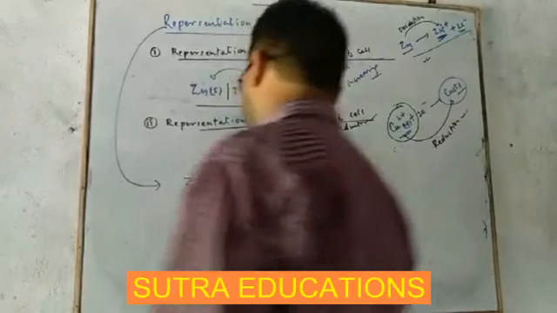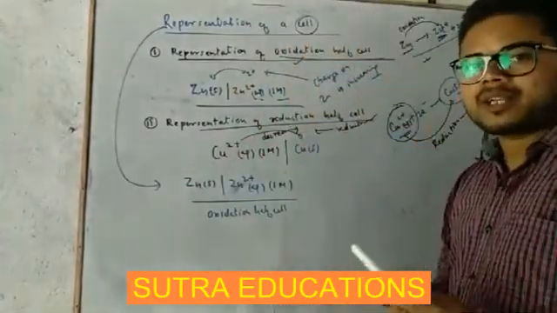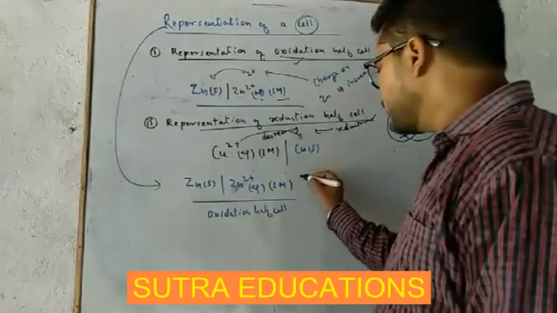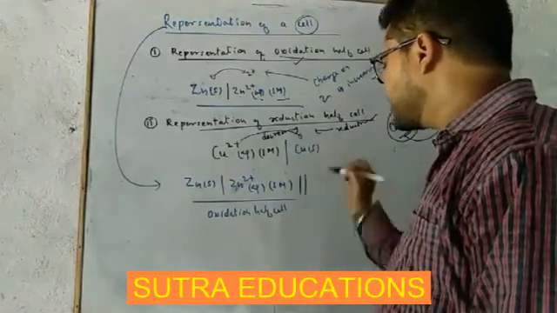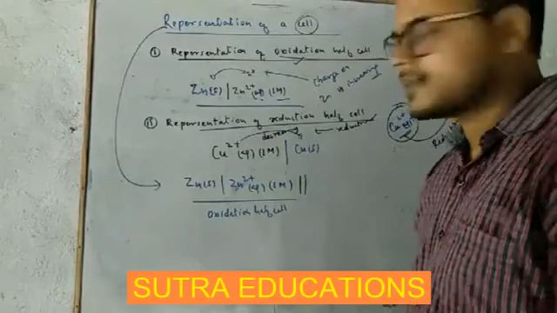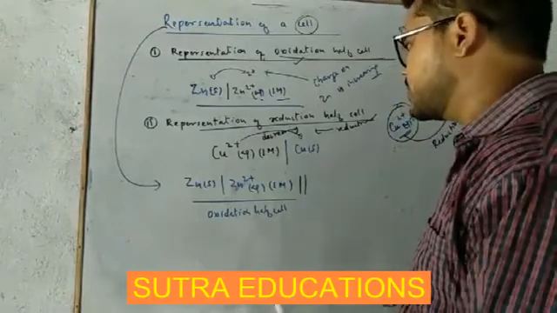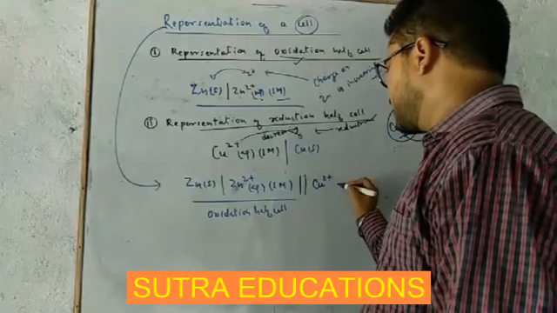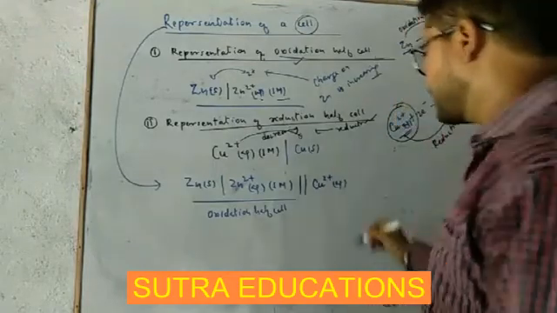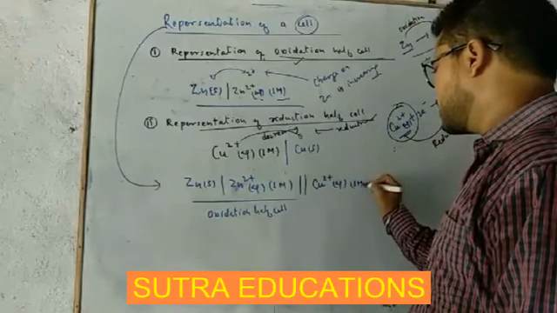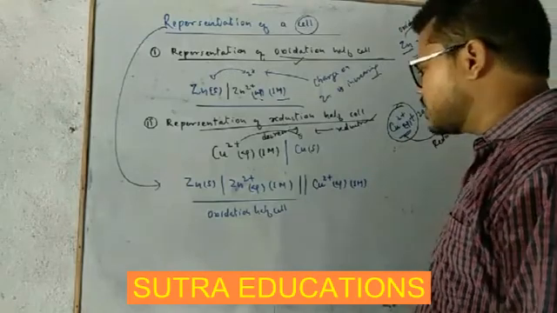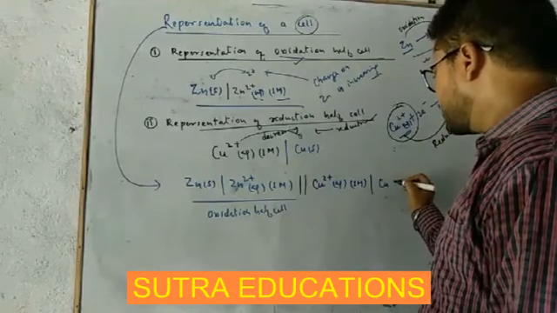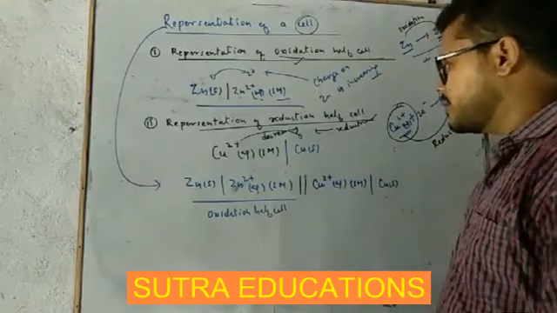So at first you have to write the oxidation half cell. Then when you are separating the oxidation half cell from the reduction half cell, you have to use two vertical lines. Now write the reduction half cell. The reduction half cell is Cu2+(aq), and its concentration is 1 molar here, given. If the concentration is given, then it is okay; otherwise you need not write this. Then Cu(s). Getting this?